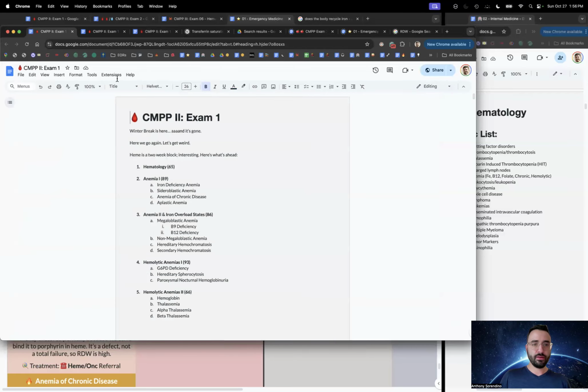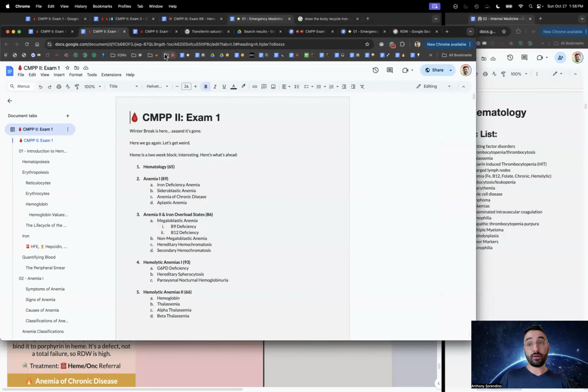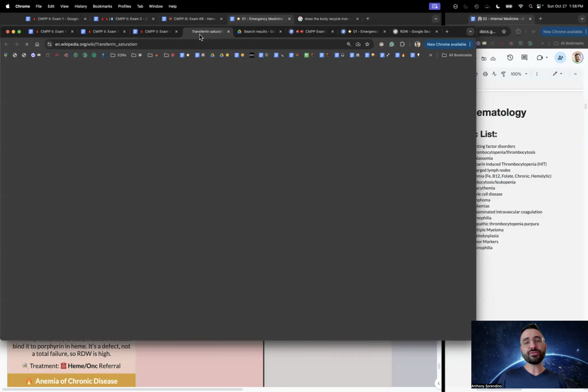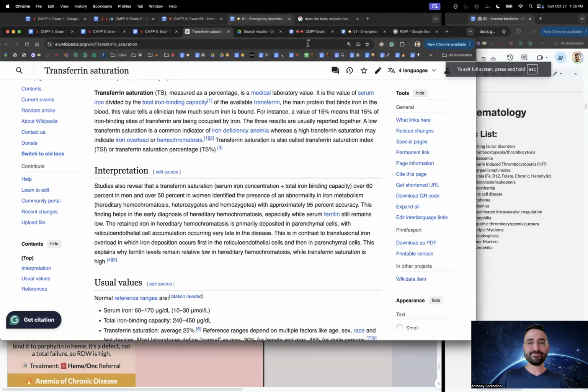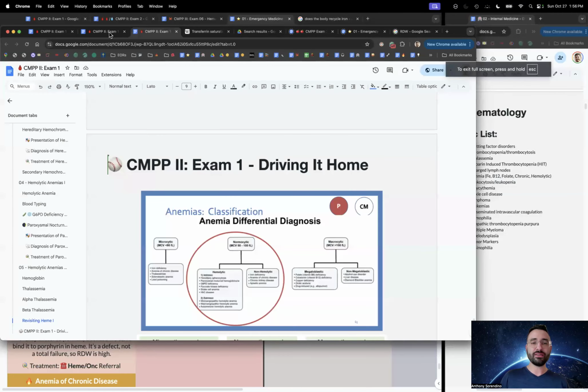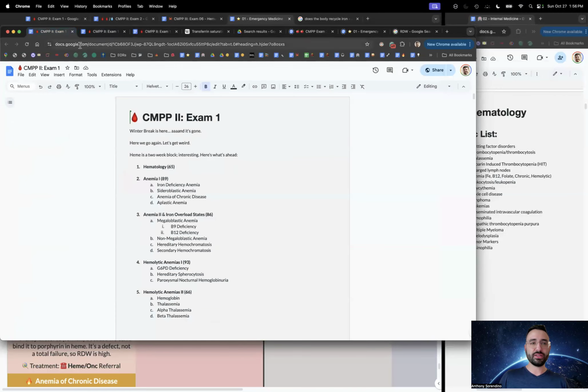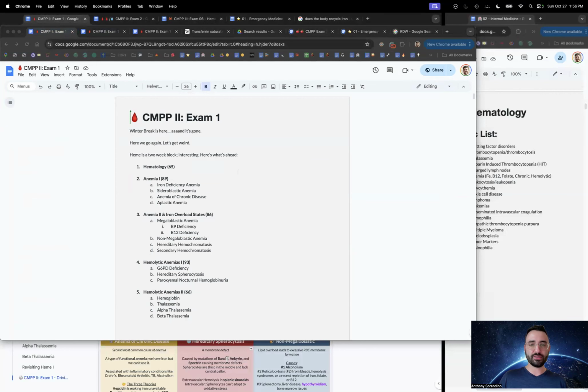that should be all the microcytic anemias. Sickle cell's on there too. I'm not going to go really into detail for that because I want to get into this other stuff.